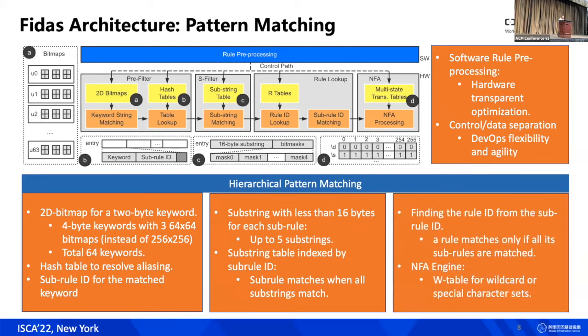And then the next step is to do some rule engineering. If you want to match a rule, you have to ensure that all the subrules are matched. This logic allows us to further screen some packets. And the last step is to do NFA pattern matching.